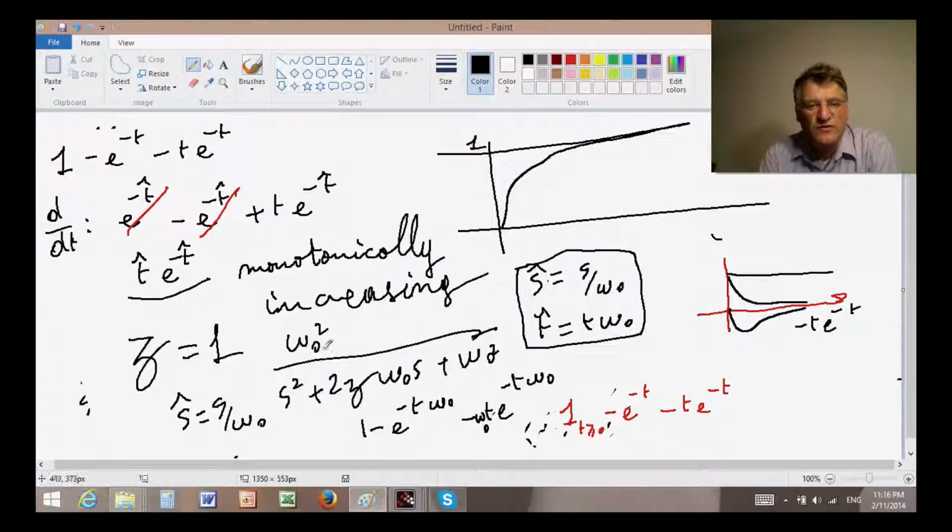So the next thing we will need to do is look at the case where zeta is greater than 1 and zeta is less than 1, which we will see at the next lecture.